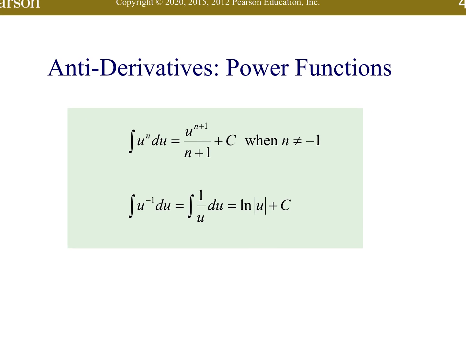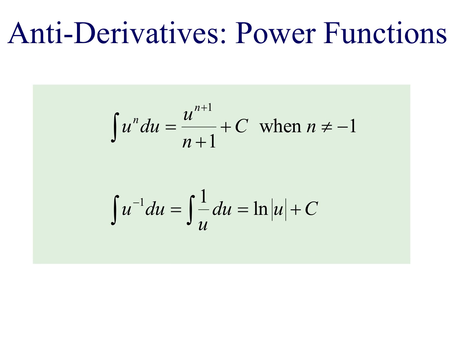So the rule of thumb is that for any power, you add 1 and divide by the new power. If you start with n as your power, you add 1, and then you also divide by the new power. That will be true for every situation except -1 as a power. Because if you add 1 to -1, you get 0, and then you would have to divide by 0, which is a problem. So having n be -1 has its own special antiderivative.